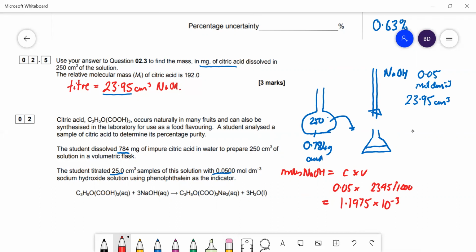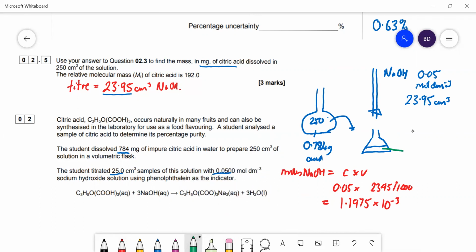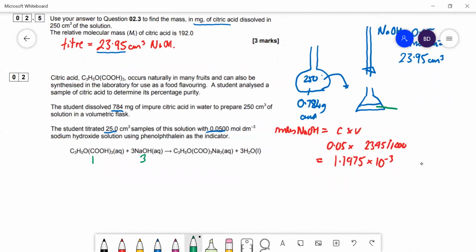Right, now we have to work out how many moles of citric acid we had in there. So there's our citric acid, reacted with the NaOH. We need to look at the ratio. 1 mole of citric reacts with 3 moles of sodium hydroxide. So the moles of citric acid is going to be equal to that number divided by 3, and that is equal to 3.99 times 10 to the minus 4. Now that's the moles of citric acid in 25 centimeters cubed.